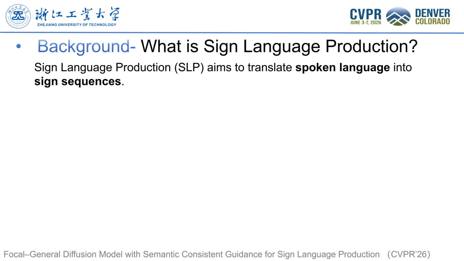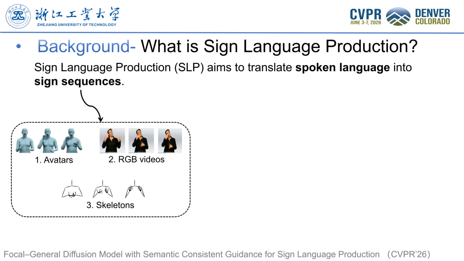The goal of sign language production is to convert natural language into sign language motion sequences. These sign sequences can take various forms, such as sign language avatars, RGB videos, or skeletal representations. Among them, generating sign language videos directly is very challenging, as it requires prior information from already generated skeletons and avatar parameters. The frameworks for generating avatars and skeletons are generally similar. In this work, we focus specifically on the task of skeleton generation.